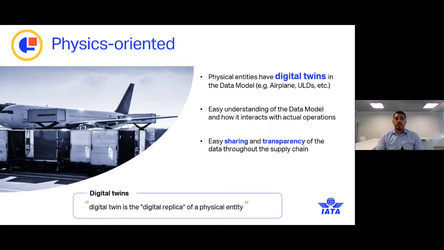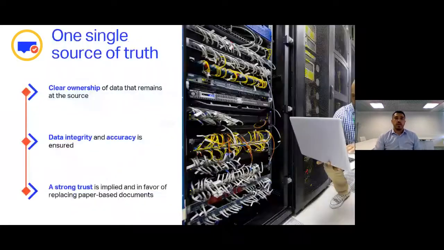Just as a quick quote here, we have the notion of a digital twin. What we call digital twin is the digital replica of a physical entity. Then the third pillar that we have is that we have designed the data model in order to have only one single source of truth.